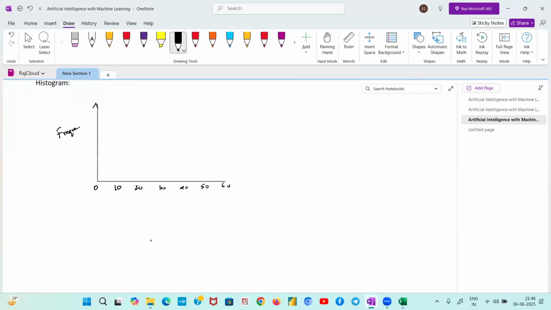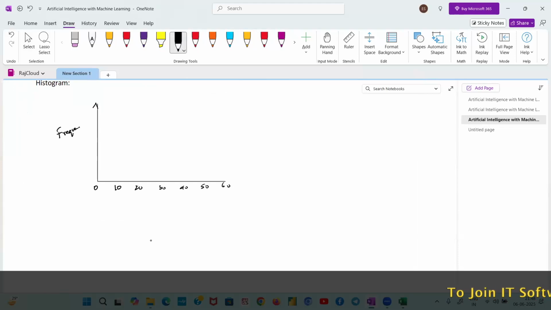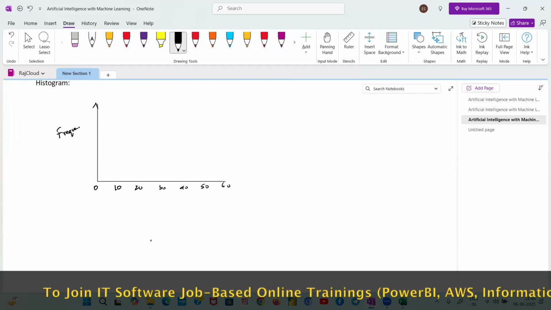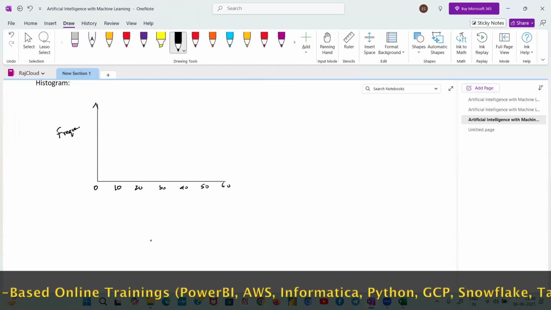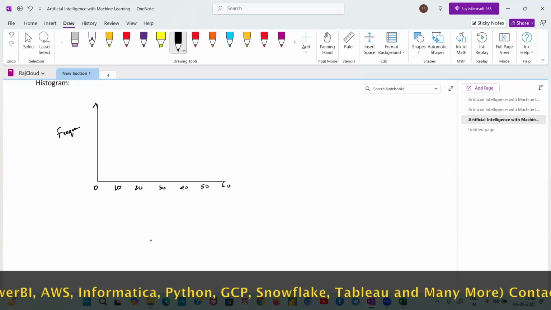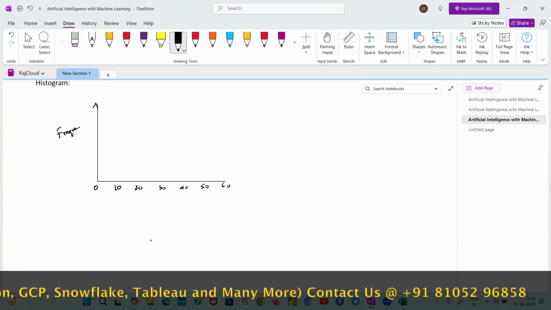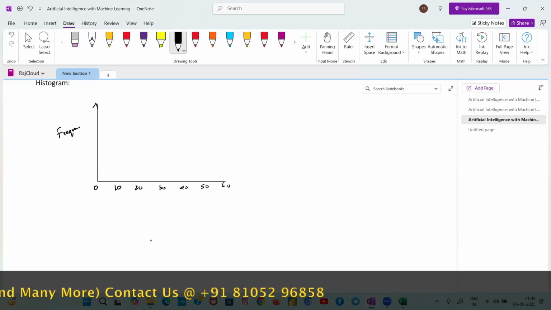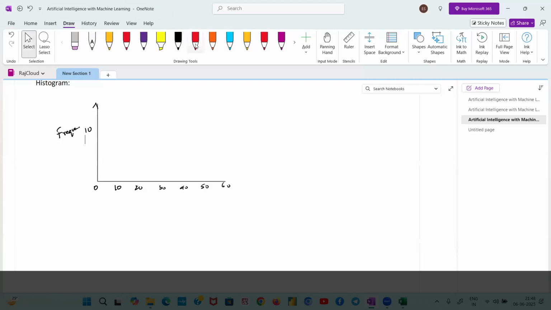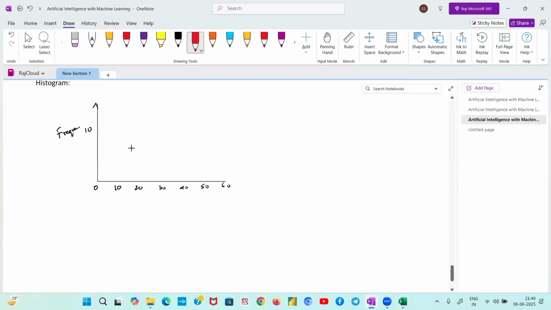For example, if I ask you people, from all the students who have joined here, how many people are there between the ages of 20 to 30? I am asking you this question. Some people will lift their hands or not. Let's imagine 10 people lift their hands. So what happens? I am going to construct a bar like this, 10 to 20, of 10 people. All are clear?